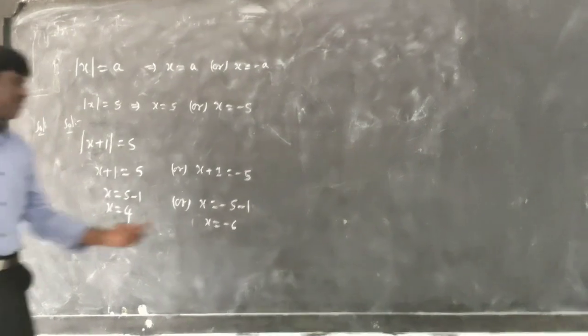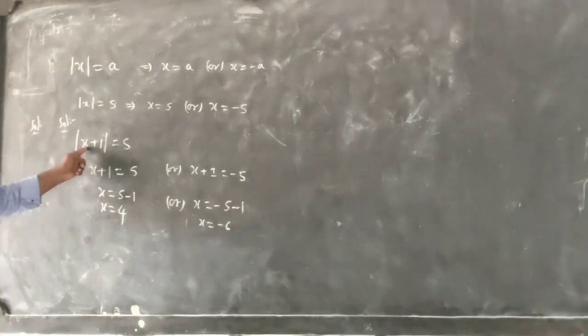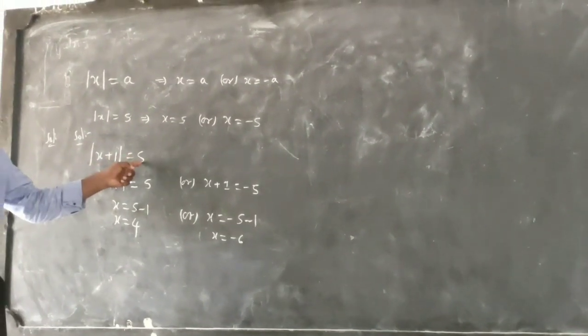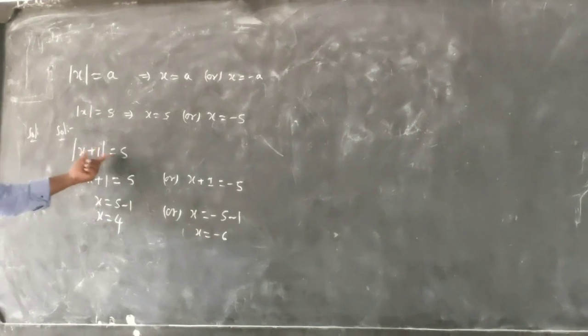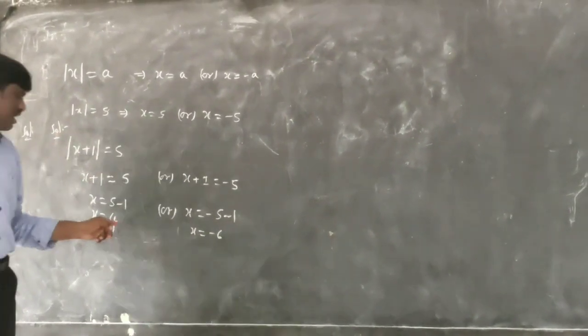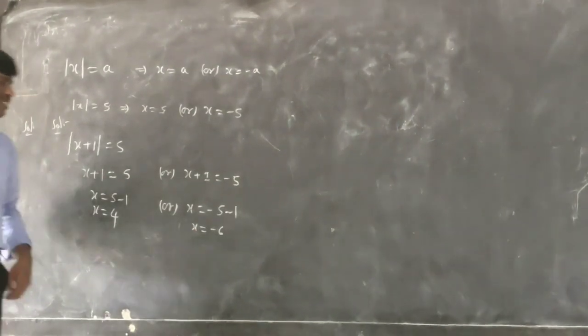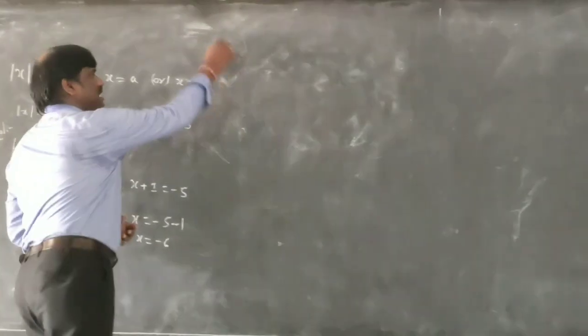What is the meaning of this? If I put minus 6 in this, minus 6 plus 1 is minus 5, and the modulus of minus 5 is plus 5. If I put plus 4 here, 4 plus 1 is 5, and the modulus of 5 is 5. So the solution of this modulus equation is x is equal to 4 and x is equal to minus 6. Let us see a few more examples.